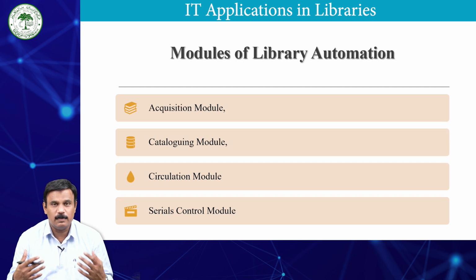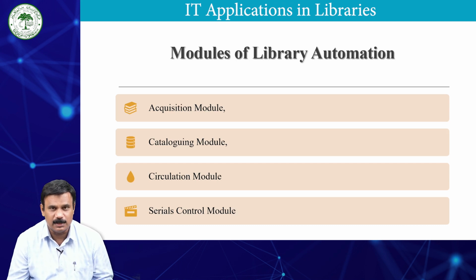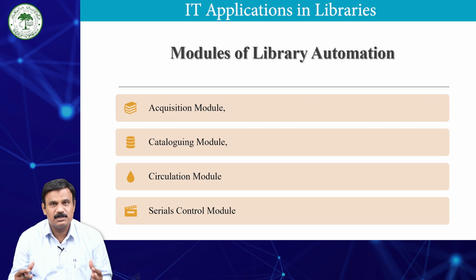That means the normal routine activities which you are doing in the housekeeping operations of a library. That is acquisition, that means you are acquiring the documents, cataloging the documents, and circulating, issuing and returning the books, or serials control, especially for the periodical section. So all these major sections, you will find there is automation. We can automate all these sections. That is why if you are purchasing any software, you will find such types of modules representing different sections.